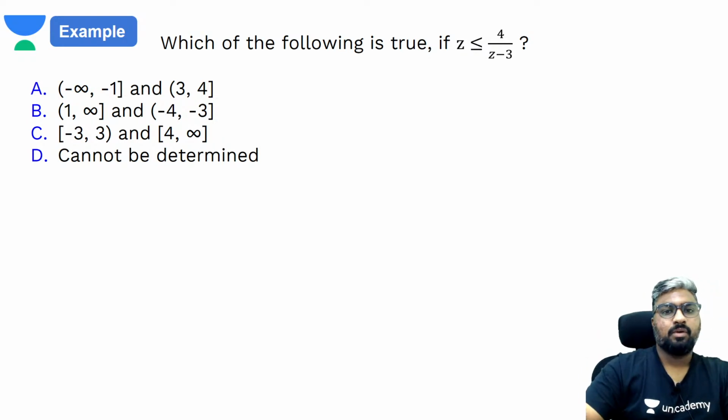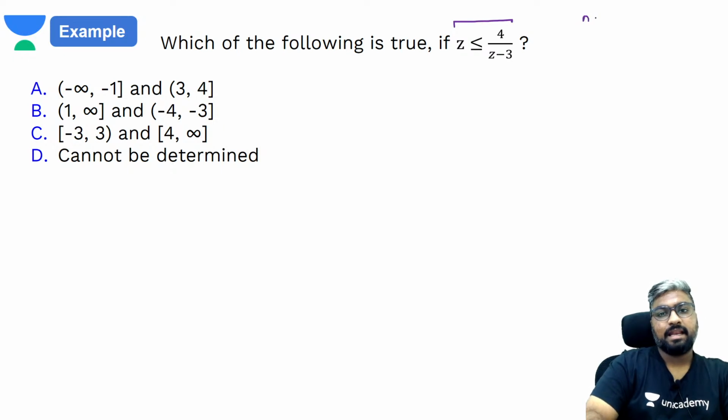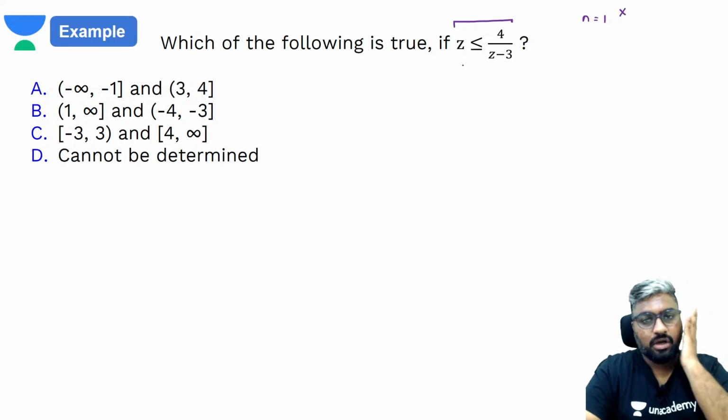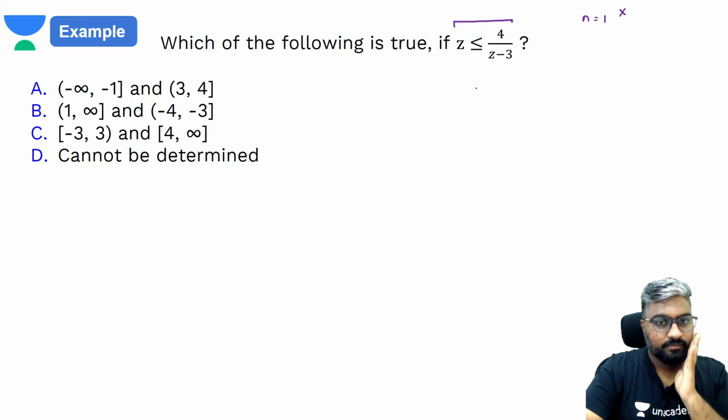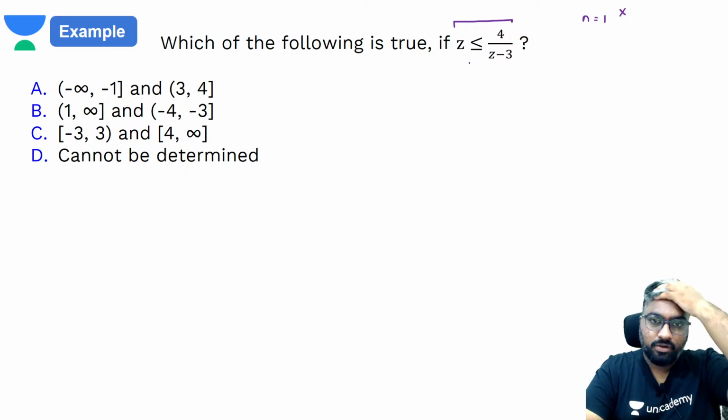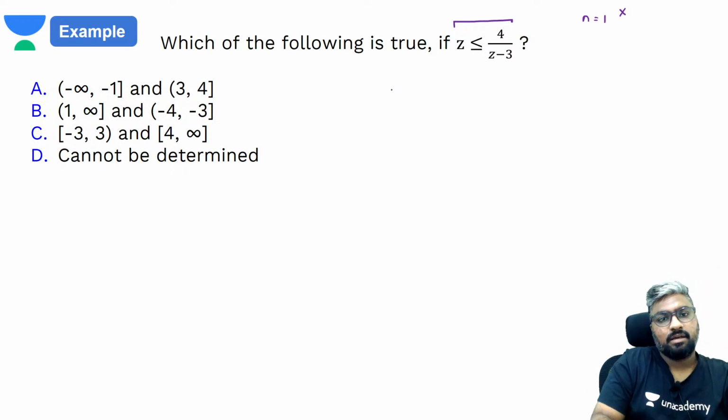So here, if you look at this equation in this form, it seems like n is equal to 1. Correct? It seems like the degree is 1. But that's not true. You have to ensure that there's nothing in the denominator. Yes, so if you want to do this in the traditional method, look at this. 4 by z minus 3, or okay, let's do it like this itself. Z is less than equal to 4 by z minus 3.